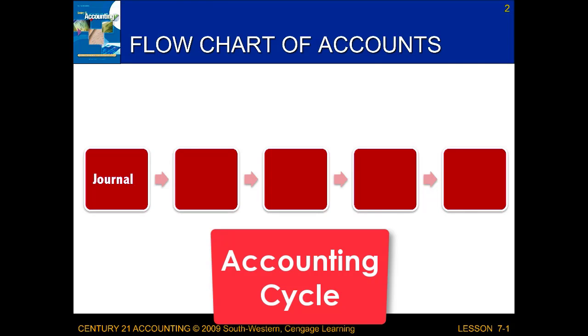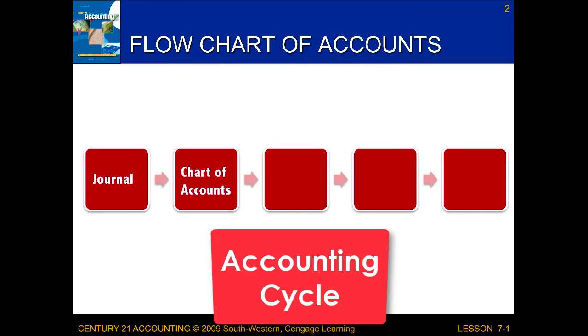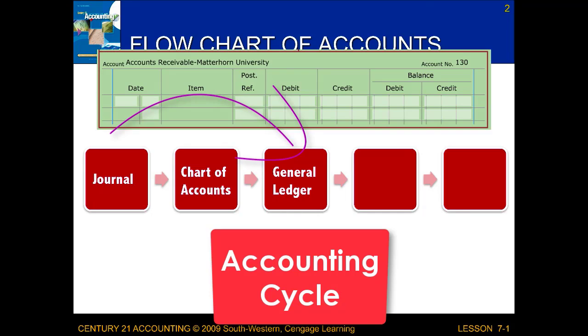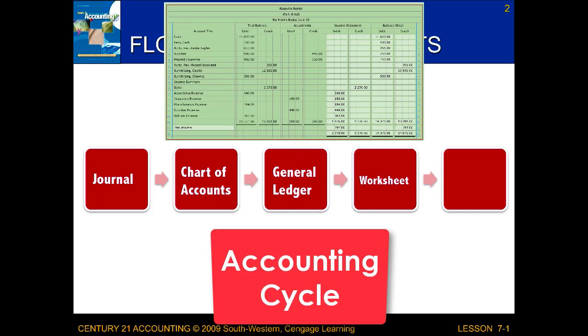From the journal, we took the time to create a chart of accounts, and we were listing all of our accounts in a specific order. Once we had the chart of accounts where we had all of our account numbers and our account titles, we could start taking the information that was put in our journal and posting that to the individual general ledgers for each account. From the general ledger, we took the balances and we created the worksheet, again listing all of our accounts and then listing out the balances.